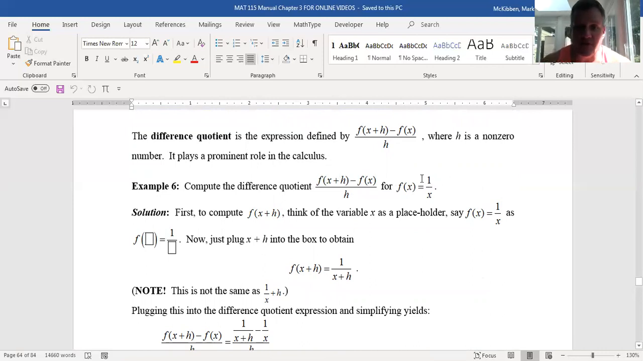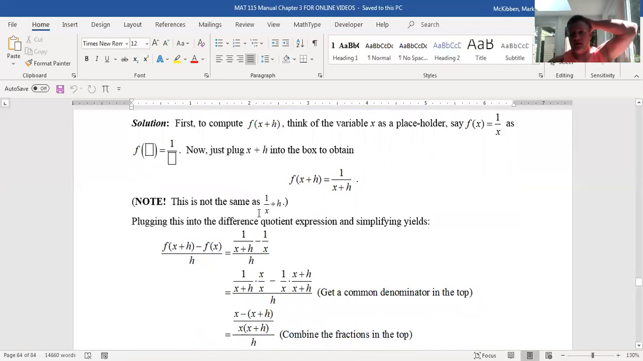Okay? And so first, I need f of x plus h. So think again of f of x using that box notation. F of x equals 1 over x is the same as f of box equals 1 over that box. And so f of x plus h is really just the expression 1 over x plus h. Okay? Notice that plus h is with the x down below. This is not the same as 1 over x and then plus an h on the outside, right? The entire x plus h is in the bottom.